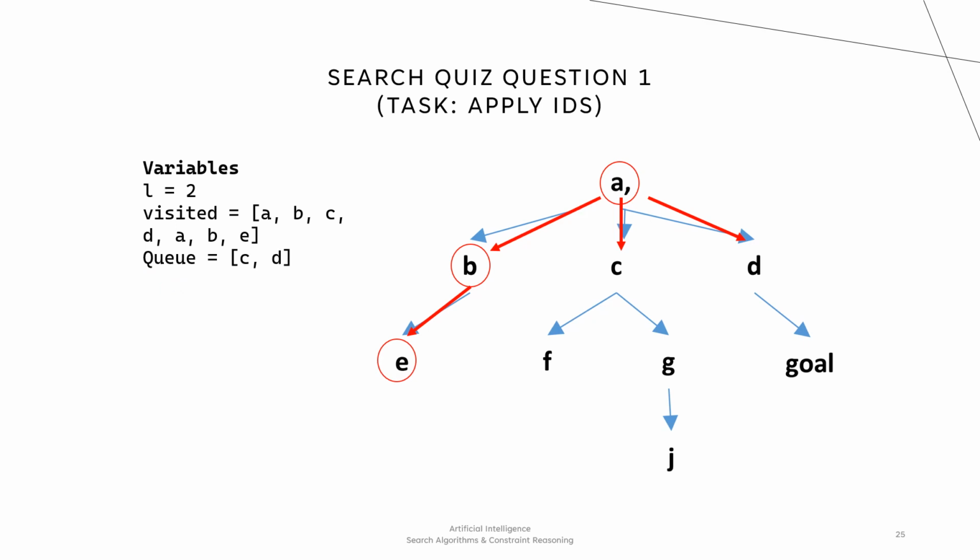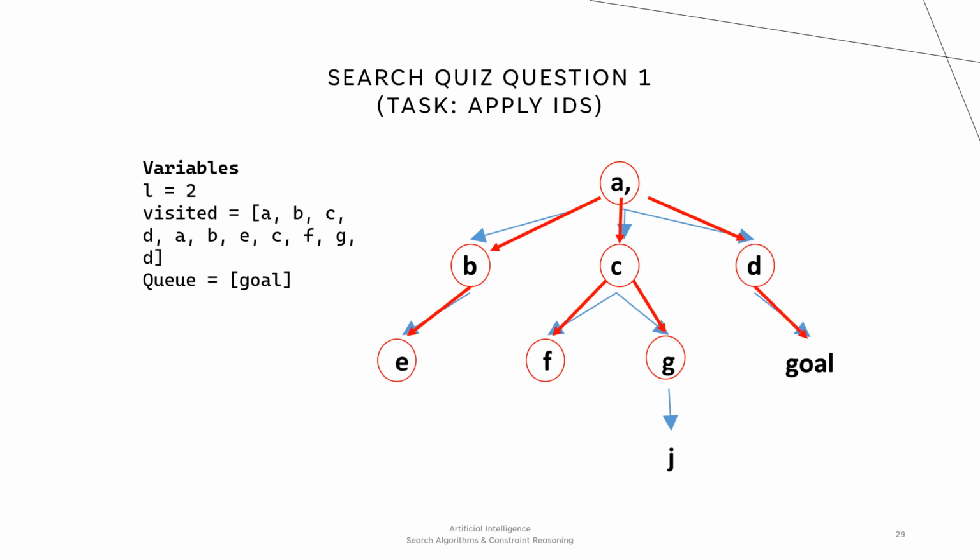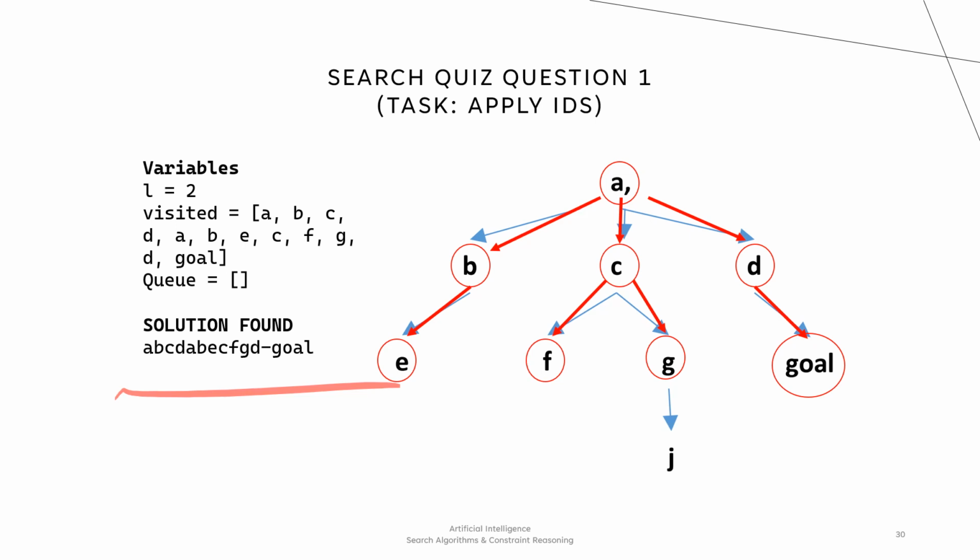And then E doesn't have any children, and even if it did, the depth would be too low, so we don't go to it. So next is C. So we add F and G to our stack. Go to F, no children. Go to G. J is too far down, so we don't go to it. And then we go to D. D has goal as its child, so it's added to the queue, correct depth, goal, and we have our solution. Any questions?